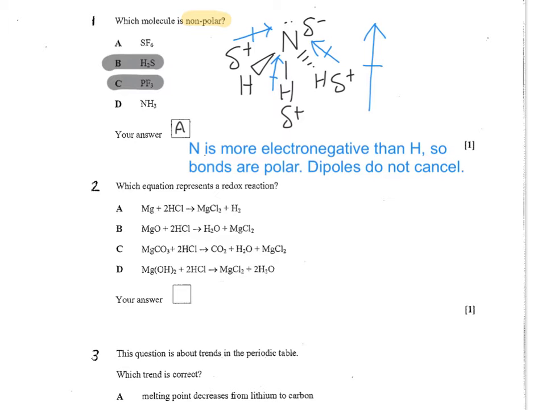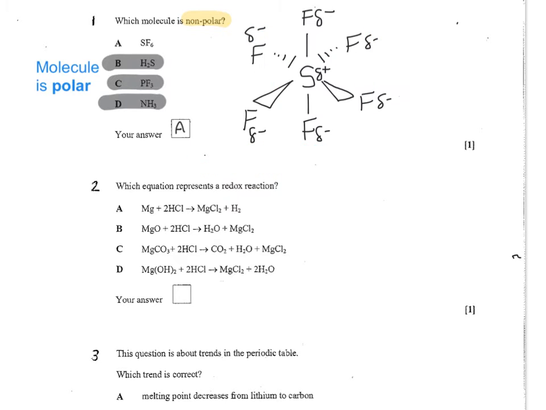So it's a similar story here, isn't it? You can obviously work out what's going on for yourself. I don't need to take you through it in the same way. So the key thing is that once more, the dipoles do not cancel. So in all three of these cases, the molecule is polar. So let's look at what the correct answer is.